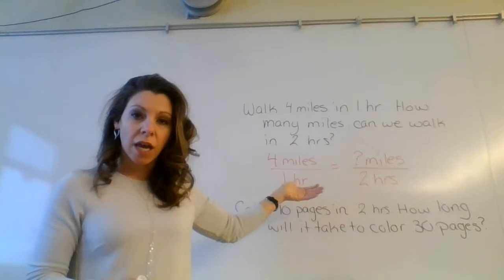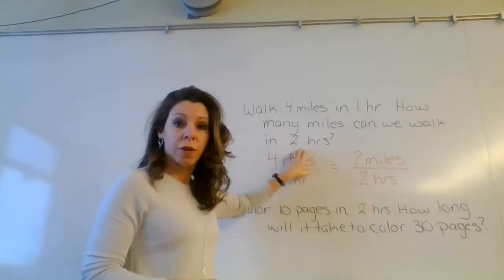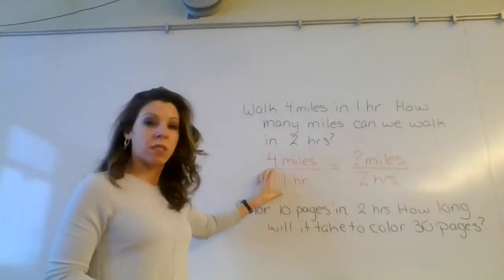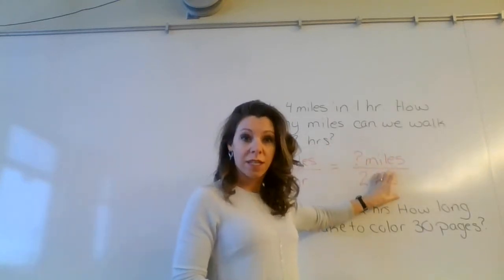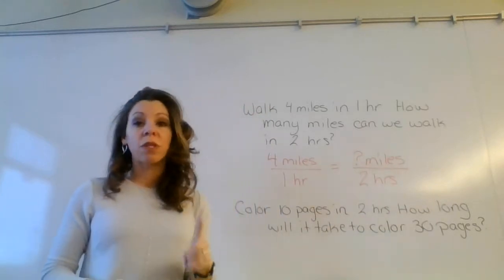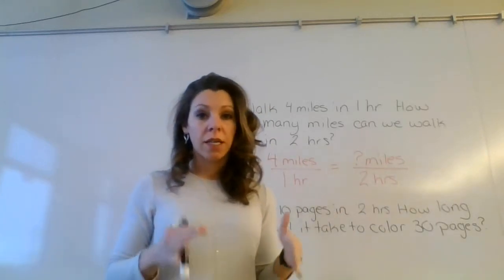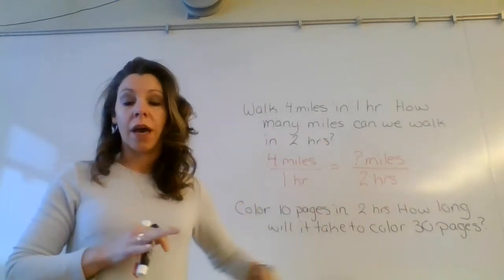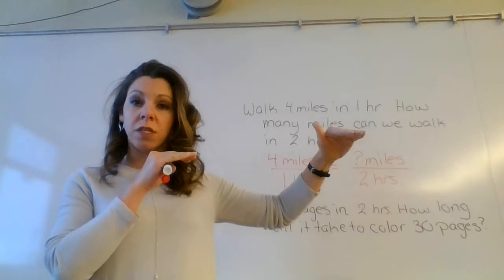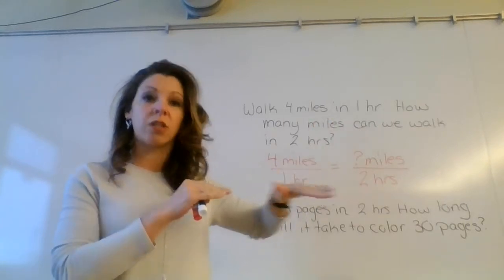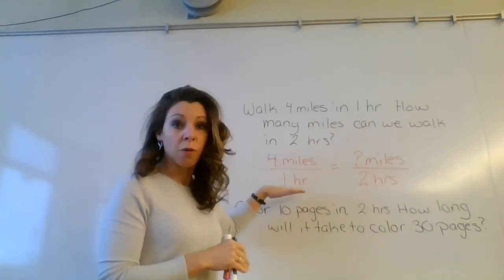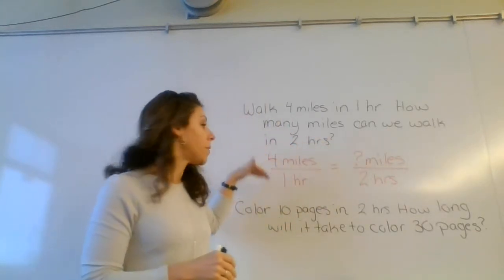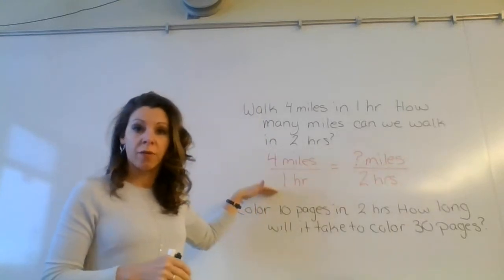This would be a really good time to point out that we have miles in the numerator here, so we also need to have miles in the numerator here. We have hours in the denominator. We also need to have hours in the denominator. One thing that is really important is that proportions do not have to have the same unit throughout the entire proportion. Only the numerators need to match. Only the denominators need to match. There is no way I can turn miles into hours or hours into miles. But my numerators are lined up and my denominators are lined up for units.